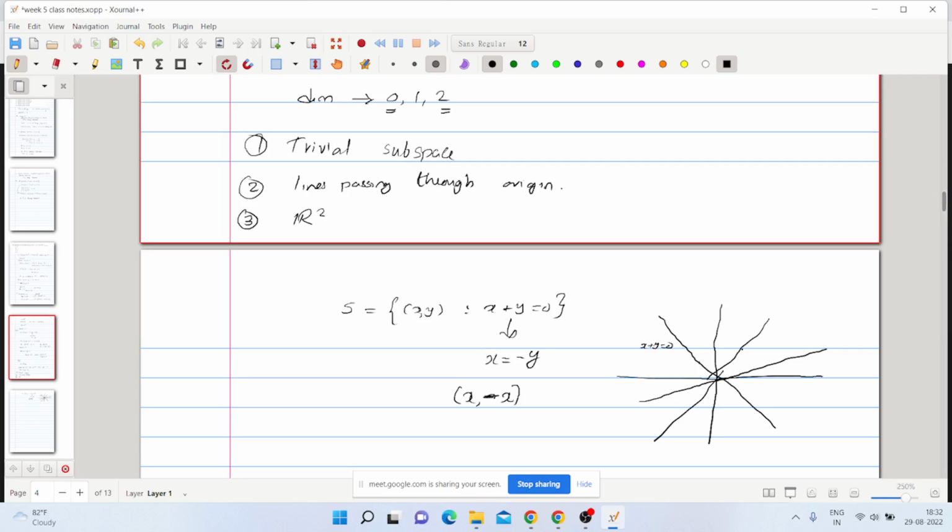That means in R2 we have 3 kinds of subspaces. One is our trivial subspaces, and the second one is the line passing through the origin, that is any line passing through the origin, and the third subspace is the whole space R2. Is this okay?